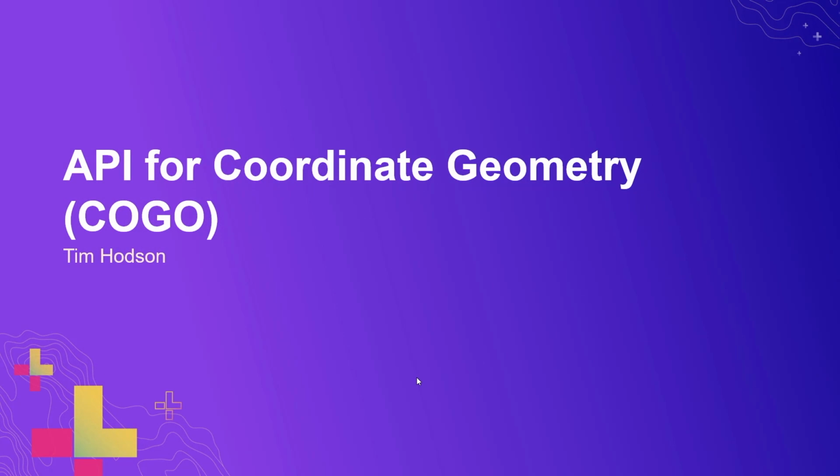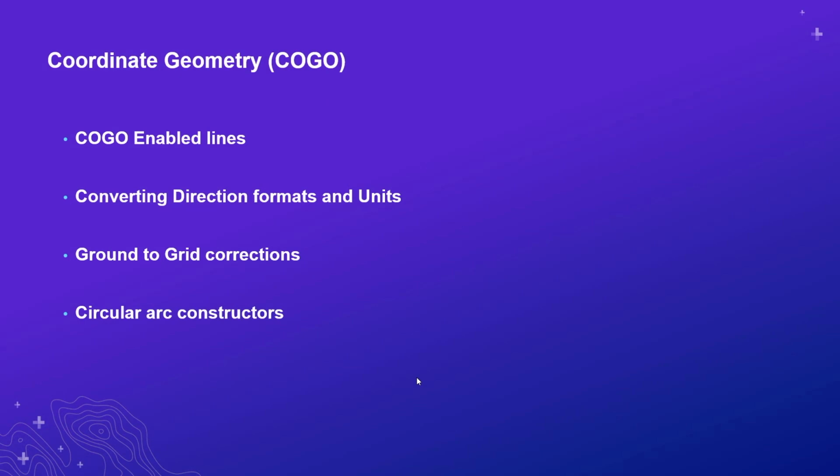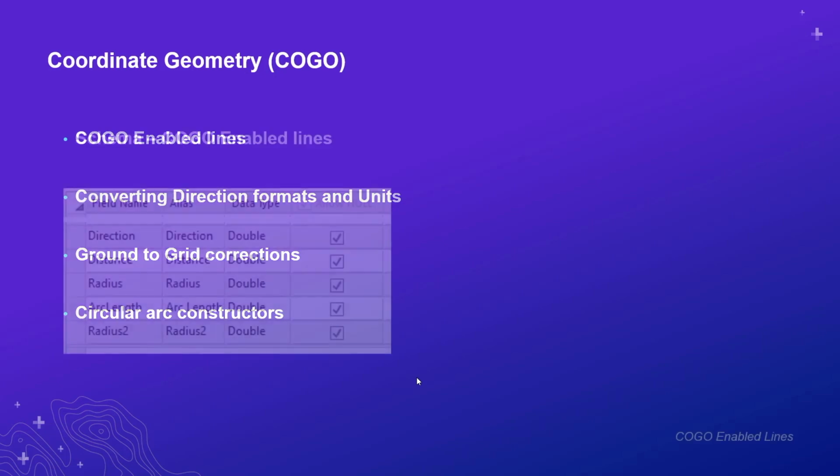Now let's move on. We're going to take a look at the API for the coordinate geometry in COGO. Everything you'll see at this point in terms of the code is released API. So we'll be looking at how to look for COGO-enabled lines, converting direction formats and units, quadrant bearing to north azimuth, and so on. Looking at how to get and set grounded grid corrections and how to use those, and then also creating circular arcs in a COGO environment as well.